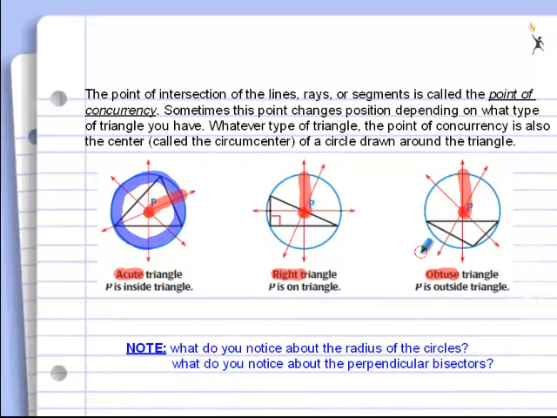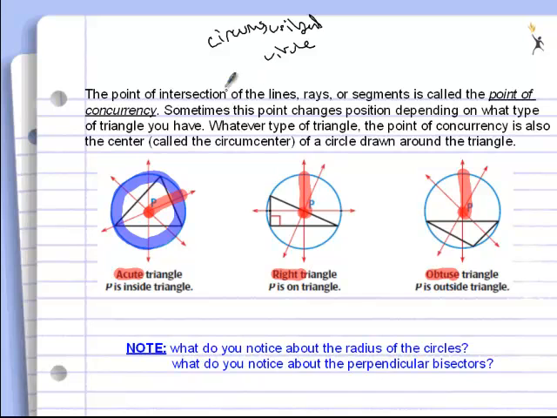And you should notice that they're all the same. What do you notice about the perpendicular bisectors? Well, first of all, not only are they perpendicular and they bisect, but they intersect at that center. Now, when you can take a circle and draw it around your shape on that point, that is called a circumscribed circle.